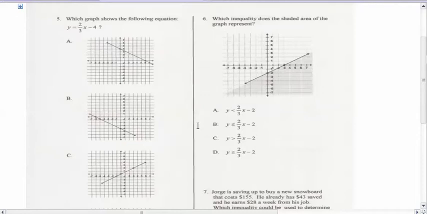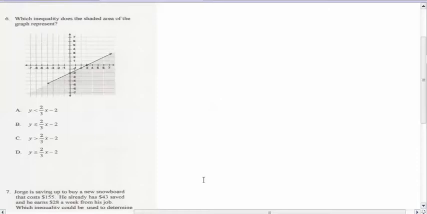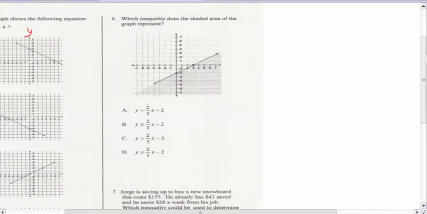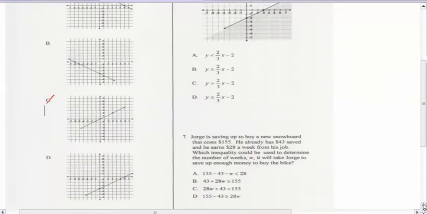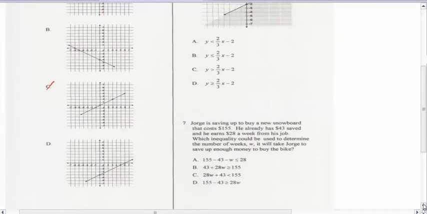Okay, number 5, it says find the graph for this equation. So first of all, I look to see where my y-intercept is at, a -4. And I know it's not this one because that's a positive. I know it's not C because that's again in the positive section. It could be B, and let me move down so I can see my D. Okay, it could be D.